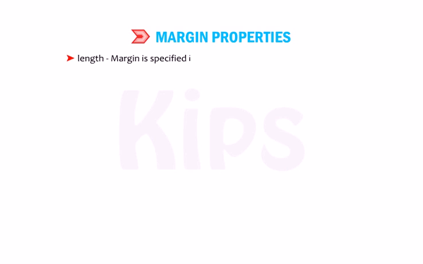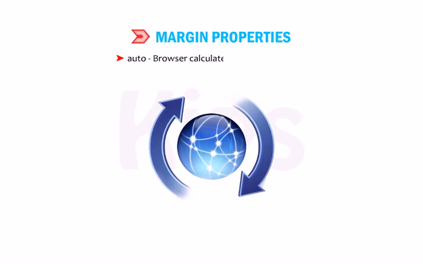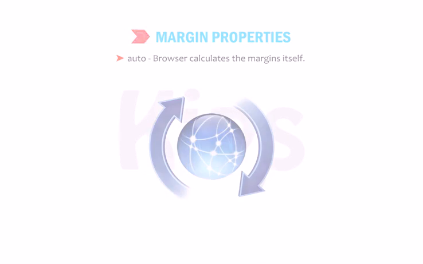Length: margin is specified in units of length such as px, pt, cm, etc. Percentage: margin is specified as a percentage of the width of the containing element. Auto: the browser calculates the margins itself.